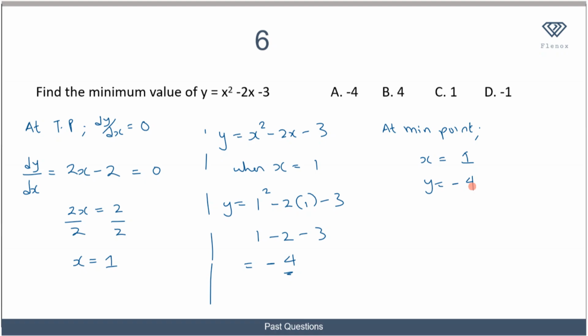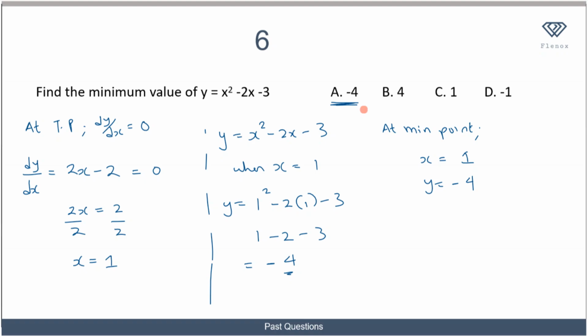So now the question asks us to find the minimum value of y, and did not specifically ask us to find either x or y. So when you see a question like this, I would suggest that you just stick to choosing the option that has to do with y, because I read this normally as find the minimum value of y, so I want to find the value of the function, which is the value of y. So rather than select C, which is 1, I will select y equals minus 4, which is option A.